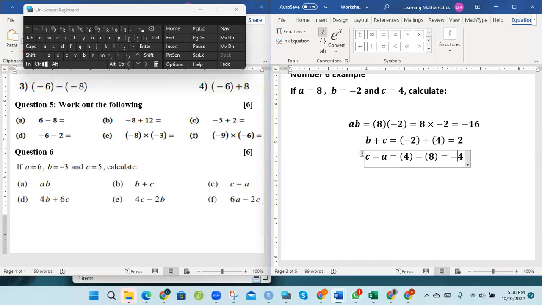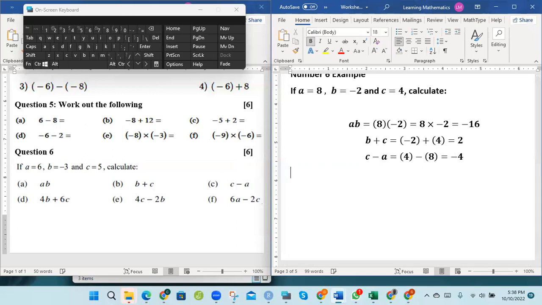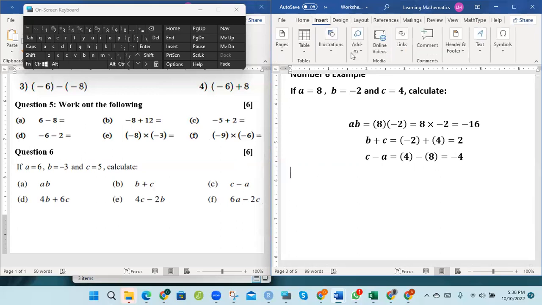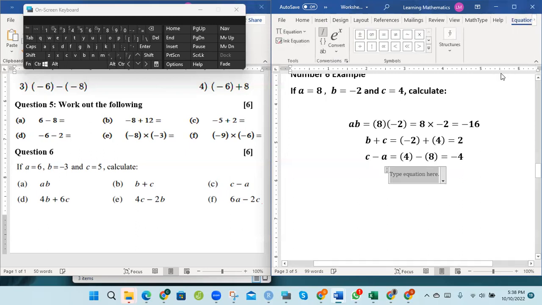4 subtract 8 is negative 4. Now 4b plus 6c. We can use the same 4 and the 6 because our b's and c's are different. So we have 4b plus 6c equal brackets. Convert all letters to brackets, and you're going to substitute into the brackets. The value of b is negative 2. The value of c is 4.